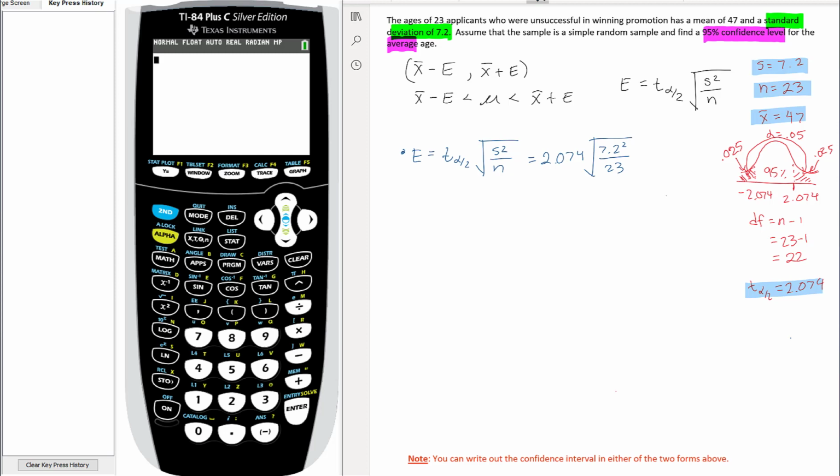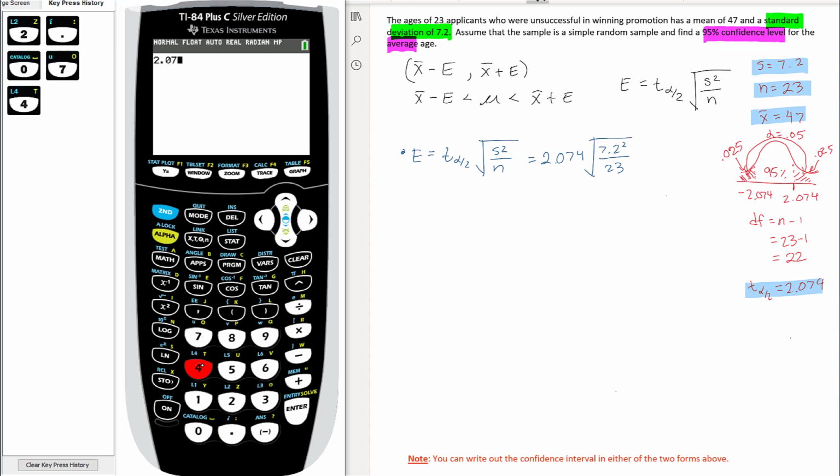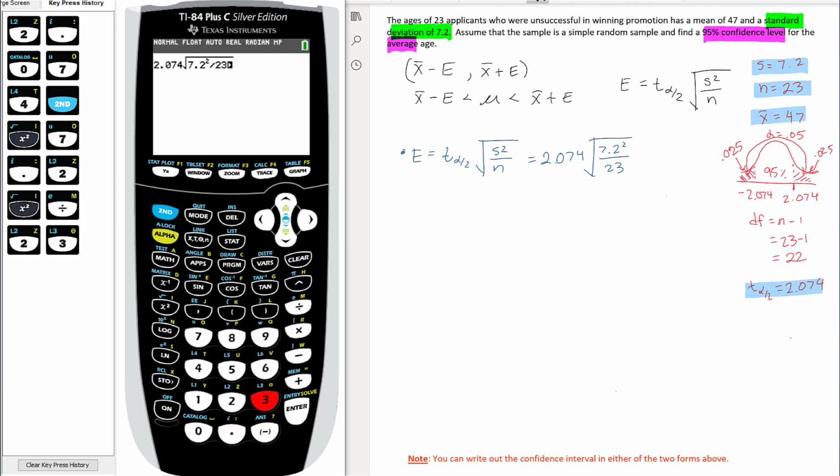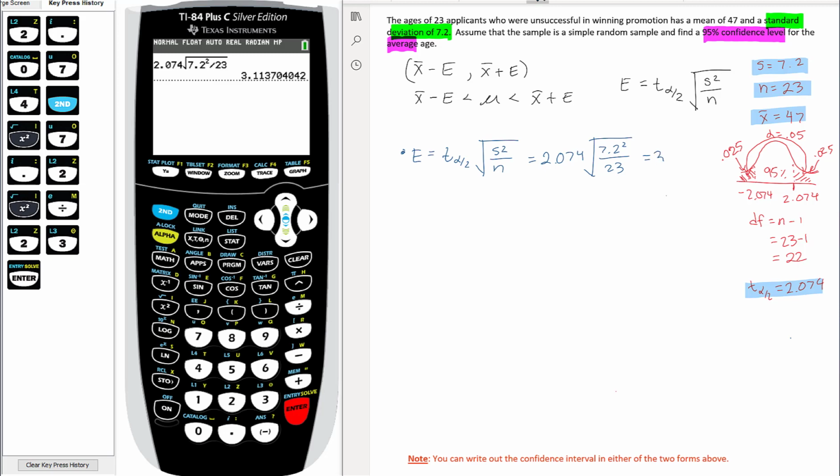Then you plug all of this into the calculator. So going to the calculator, you get 2.074 times the square root of 7.2 squared, divided by 23. And this gives us back 3.1137. So this margin of error equals 3.1137. In the textbook, it gives you some rounding rules. Just go ahead and use 4 numbers after the decimal, just to be consistent.